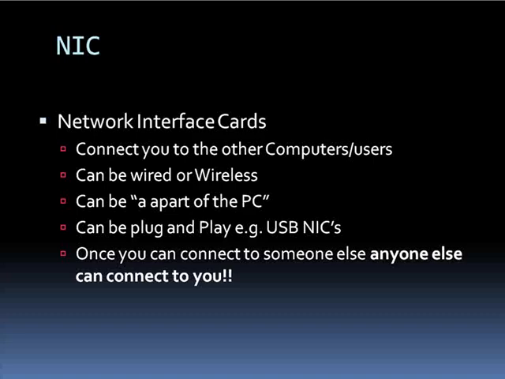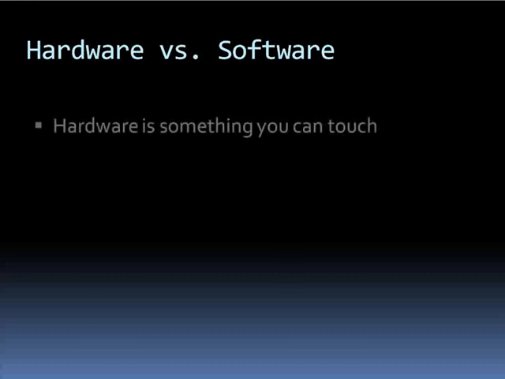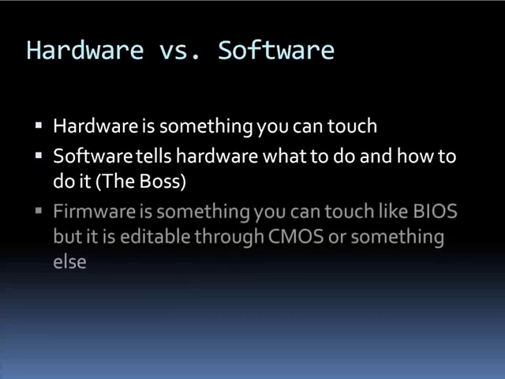Once you connect to someone else's, they can connect to you. Remember that. As soon as you get onto the internet, someone can plug into you. Very important. Hardware versus software. Hardware is something you can touch. Software tells the hardware what to do and how to do it, also known as the boss.